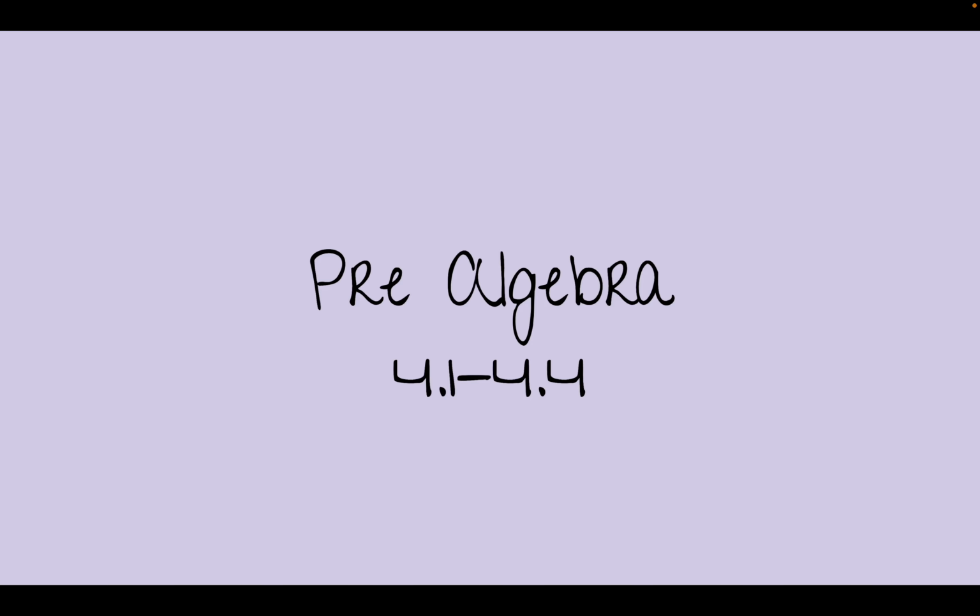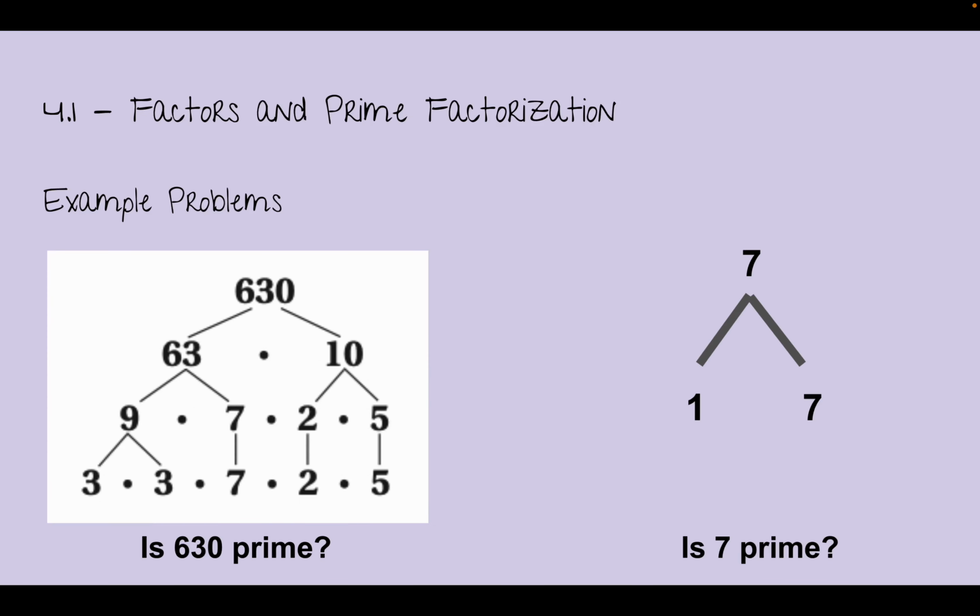First, moving on to section 4.1 on factors and prime factorization. We have some example problems here, and the first one is: is 630 prime? We can see that 630 is not prime because 630 has many factors, as shown below with the factoring tree, including 63, 10, 9, 7, 2, 5, and 3.